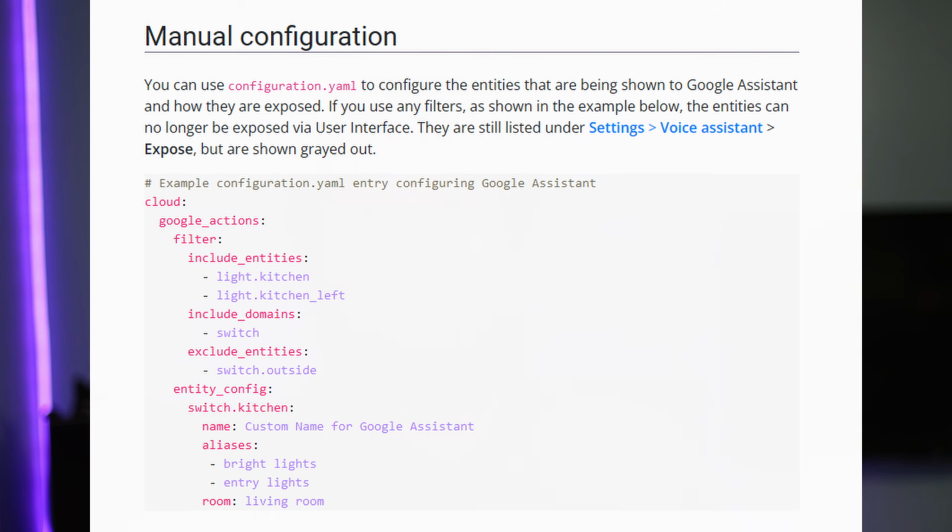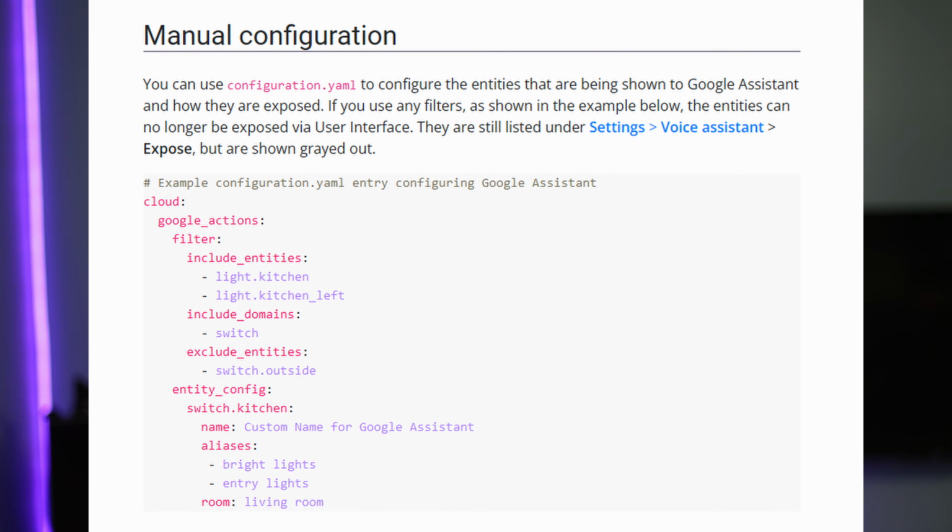You're also able to limit which entities and domains are allowed to be exposed to Google Home. This can be completed by manually updating your configuration.yaml file.